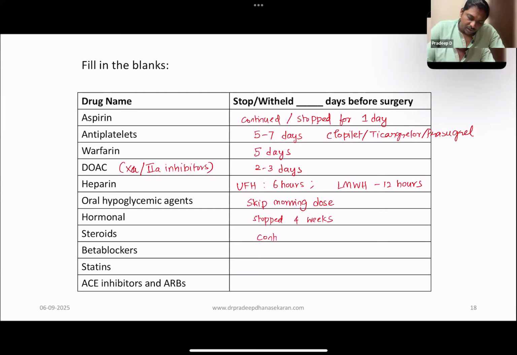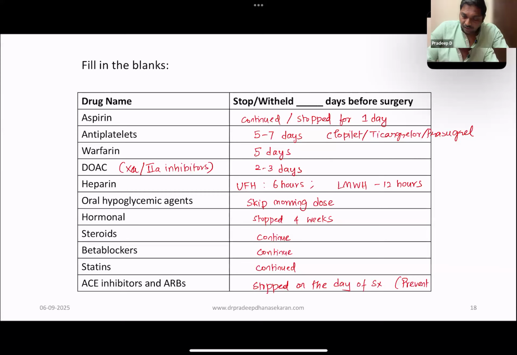Steroids, you can continue because you will require them to counteract the stress response. Beta blockers, you continue. Statins to be continued. ACE inhibitors and ARBs should be stopped on the day of surgery to prevent renal vasoconstriction.